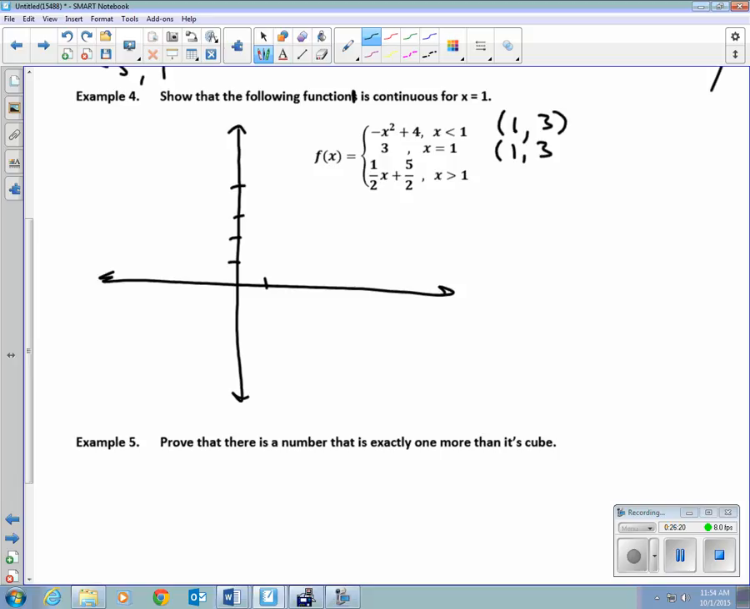It is a horizontal line, but it's just for one x value, so it won't be a line. It'll just be a point. Okay? And then the third one here, if I plug in 1, 1/2 times 1 is a half, plus 5 halves is 6 halves, or 3. It's a good thing we get 1, 3 for all of those, isn't it? So the first graph has an open or closed circle at 1, 3? Open, and that's what it looks like.